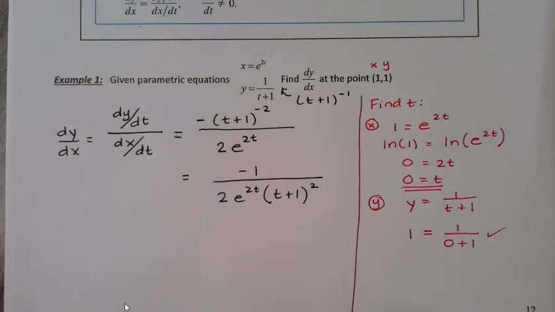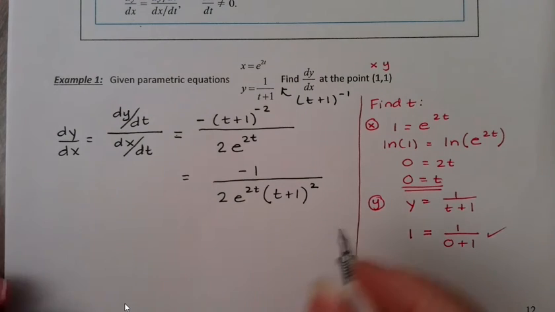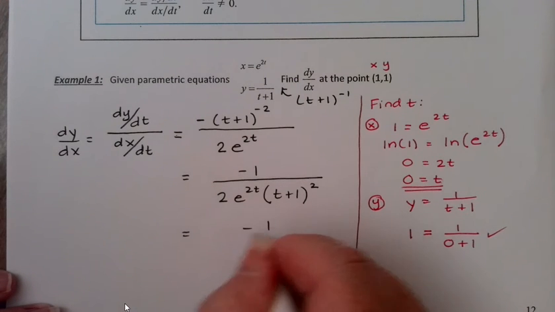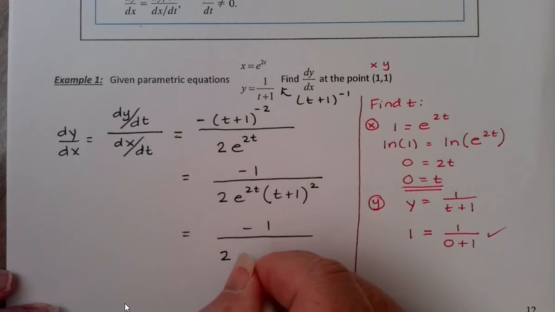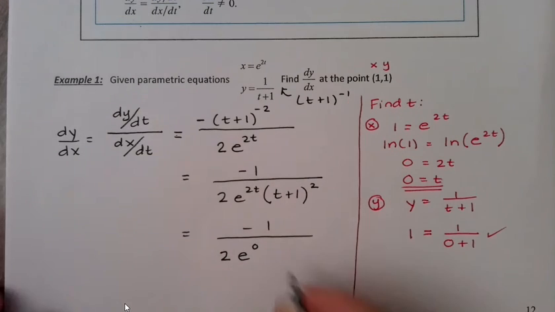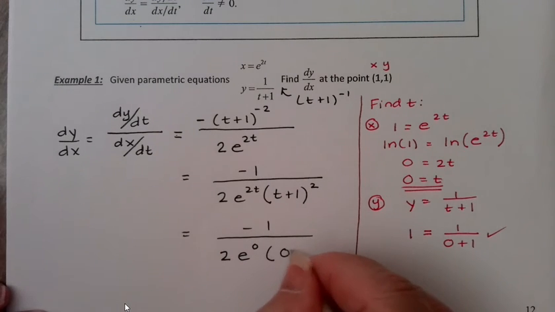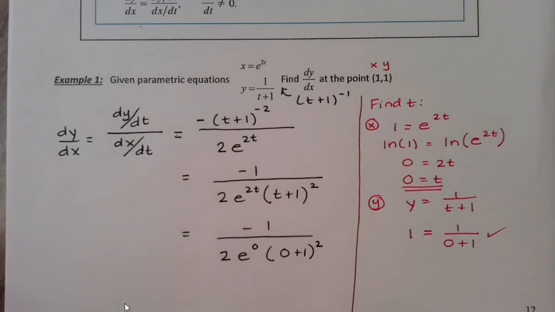I'll plug that 0 in for t in my derivative equation. So that'll become e to the 0 times (0+1) squared. And let's see, e to the 0 is 1, 1 squared is 1, so that denominator is really just 2. And the derivative turns out to be negative 1/2.